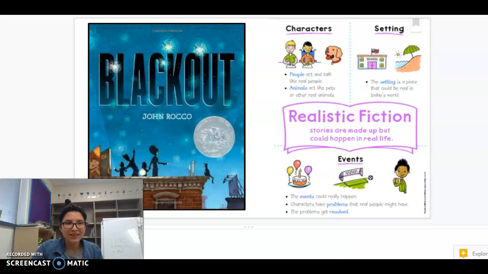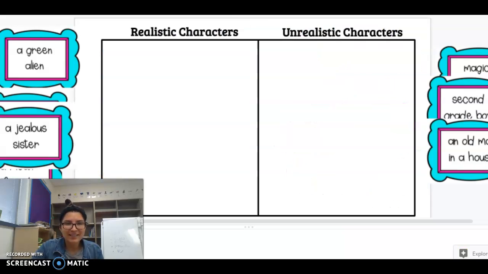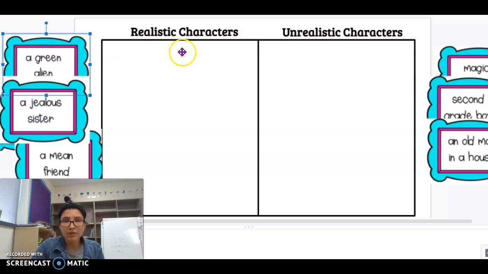So what I'd like to do now is go over realistic characters and unrealistic characters. Realistic characters are the people and the animals in the story, and they behave like animals or pets would, or they behave like people would, okay? Unrealistic characters are going to be made up, not real, okay?